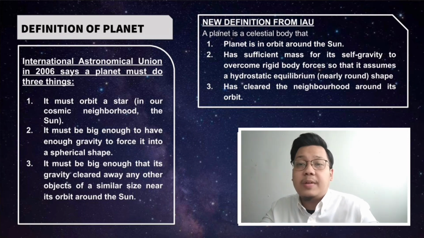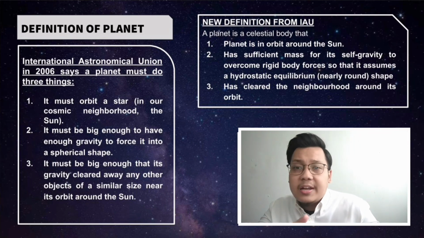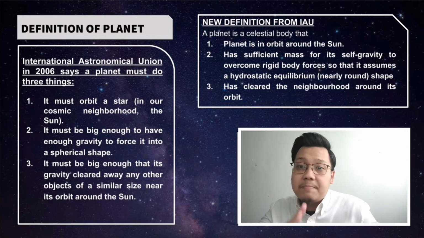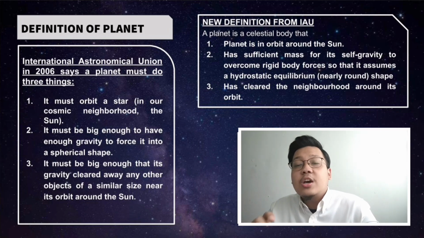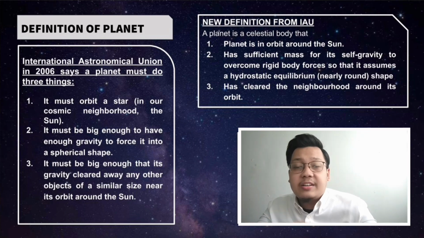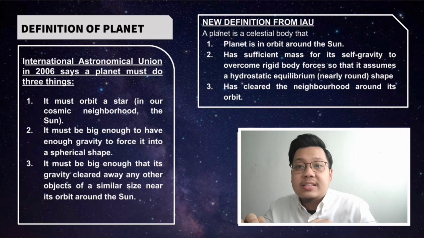The most recent definition of a planet was adopted by the International Astronomical Union in 2006. It says a planet must do three things. First, it must orbit a star in our cosmic neighborhood, the Sun. Second, it must be big enough to have enough gravity to force it into a spherical shape. And third, its gravity must clear away any other object of a similar size near its orbit around the Sun.